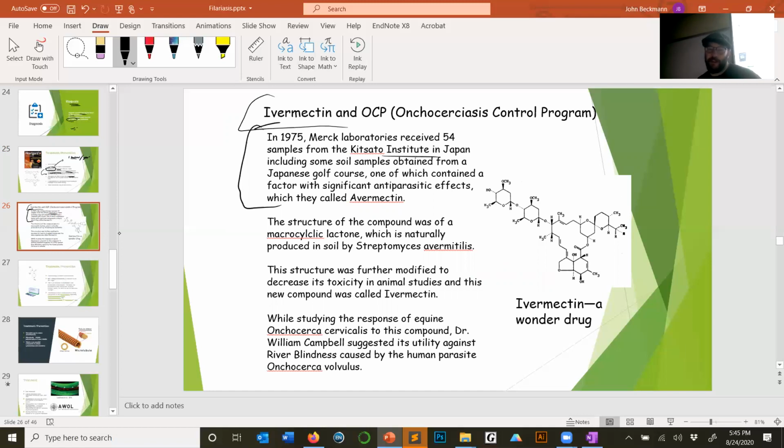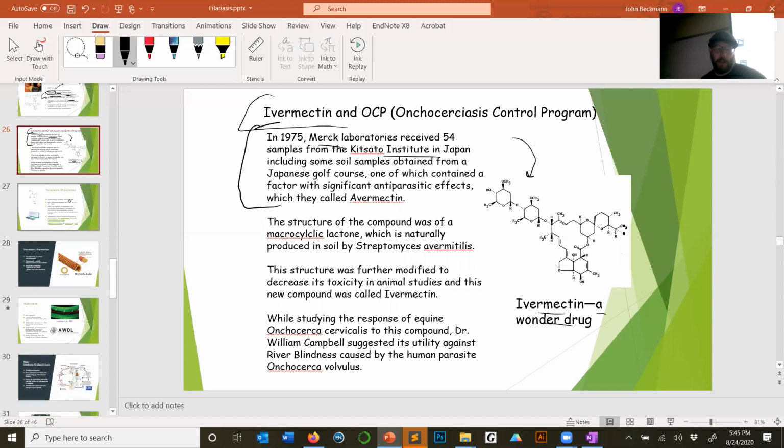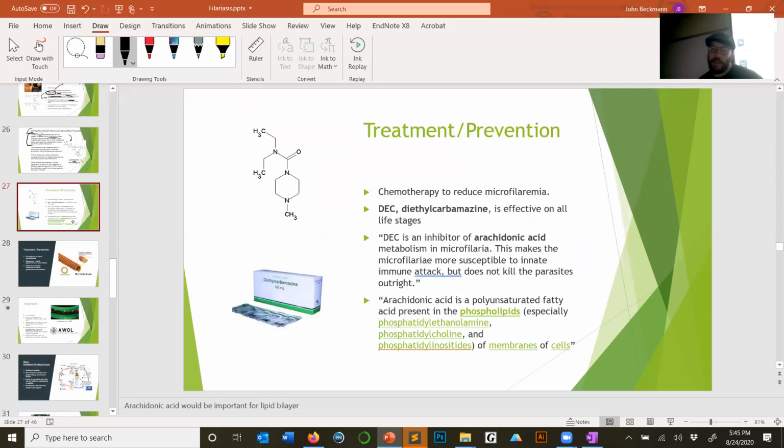And then once they found a basic chemical structure, this company Merck optimized the chemistry to the point where they got ivermectin, the wonder drug. So again, if we would just give people treatments of ivermectin, this disease would literally go away. There's other things to treat it with. DEC, you don't need to memorize this. I'm just giving you some of the options that people treat this with.